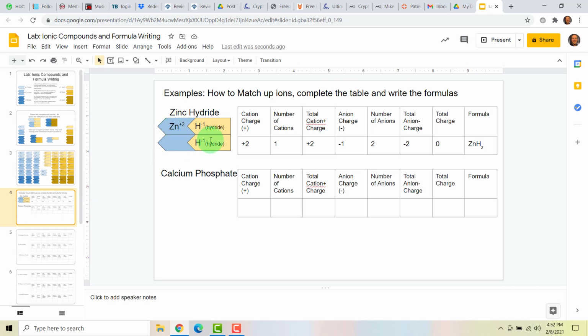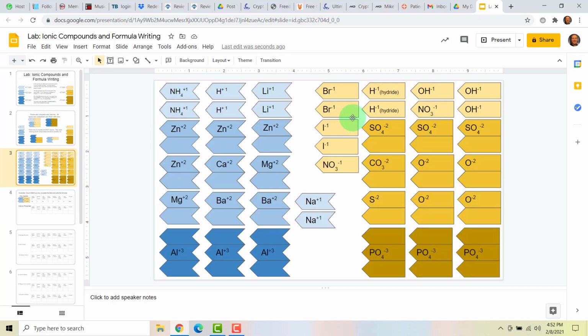And I have, for example, zinc hydride. The hydride was different from hydrogen. Notice I did point that one out. I wrote that as hydride, but basically none of these are labeled. You need to do a little bit of research on your reference table using your periodic table and of course table E. Table E is where you're going to find the polyatomics.